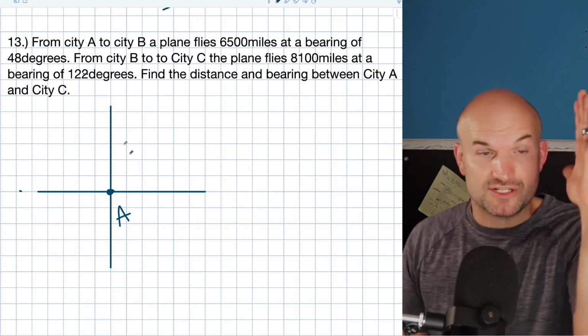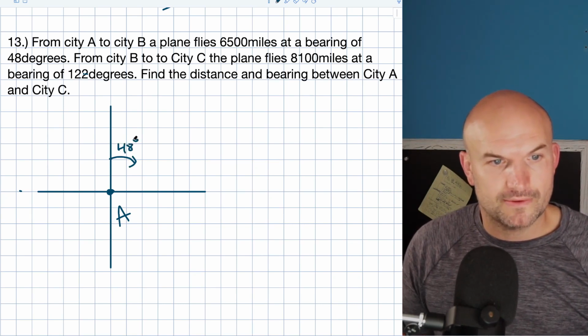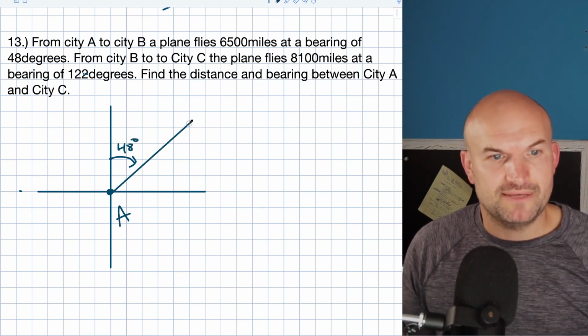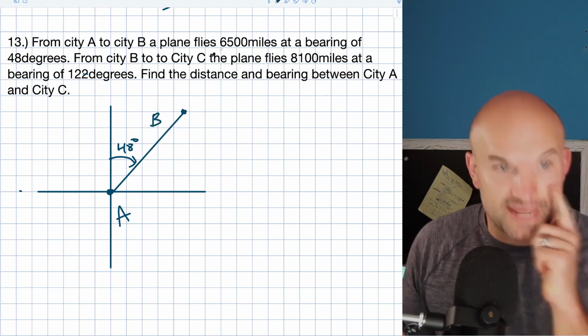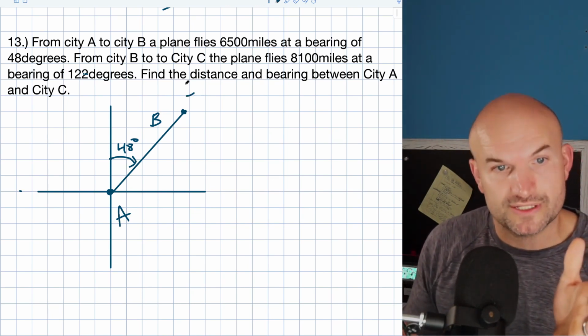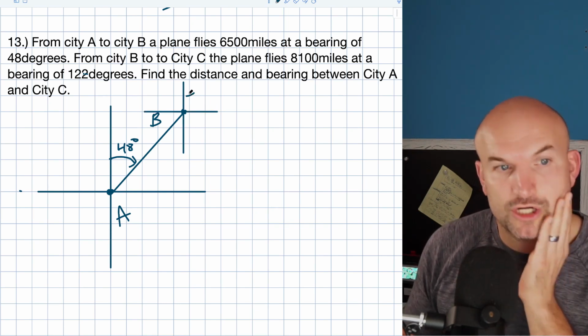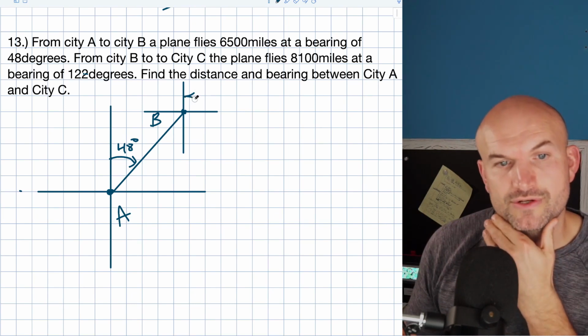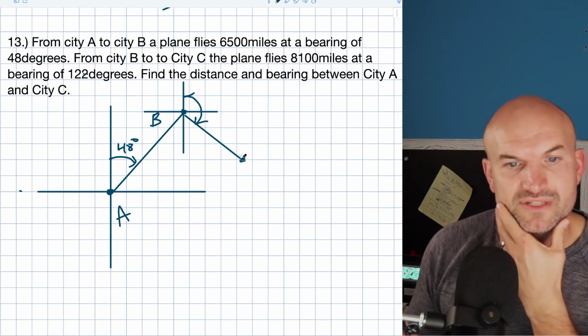So again, remember bearing starts at due north. So we're going to say 48 degrees. That's going to take us to B. Let's put B right here. Then it says from B to C, it flies 8,100 miles at a bearing of 122 degrees. So now I'm going to create another coordinate grid, and now I'm going to do 122 degrees. So 122 degrees is going to be probably somewhere down there, and that's going to take me to C.